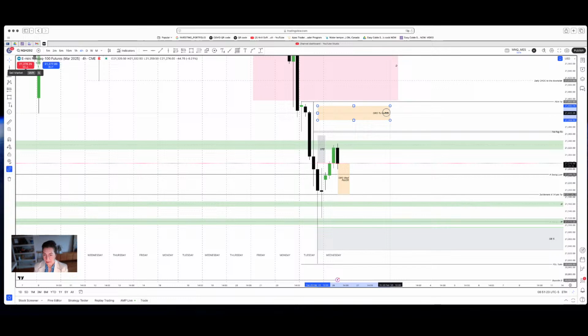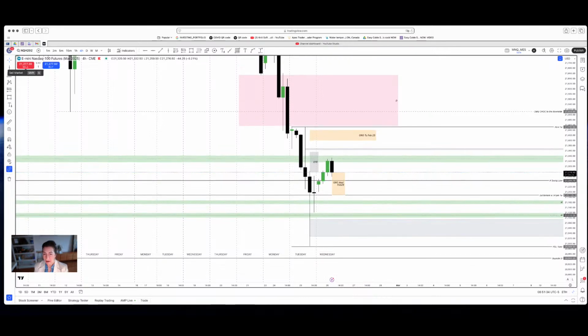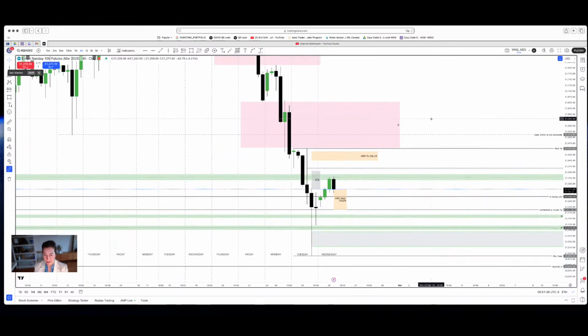And this is the gap from yesterday, which was never filled. So we're going to keep that on the chart because at some point price will retrace or revisit that. We don't know when. But it's just an area to be aware of, a point of interest on my chart.